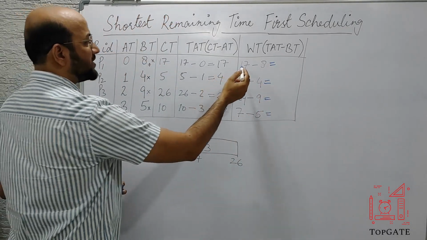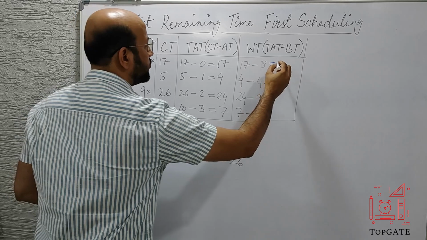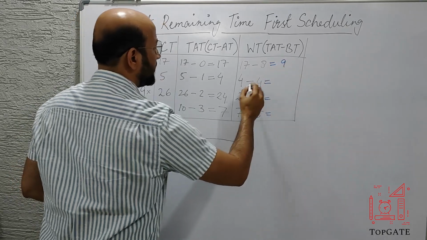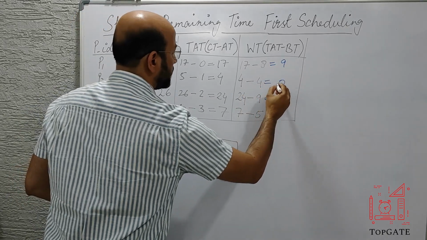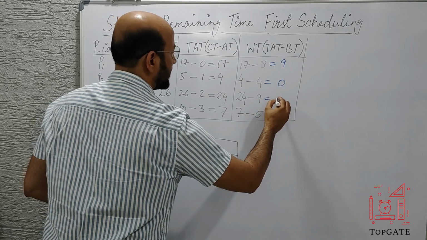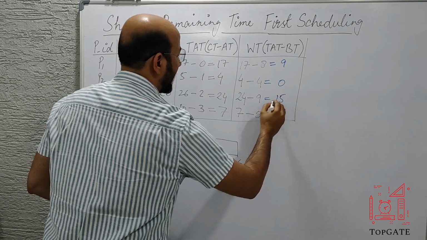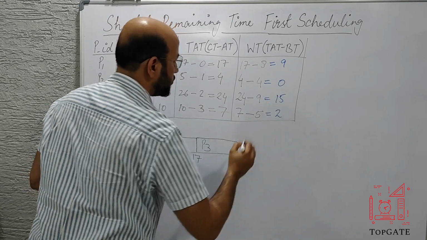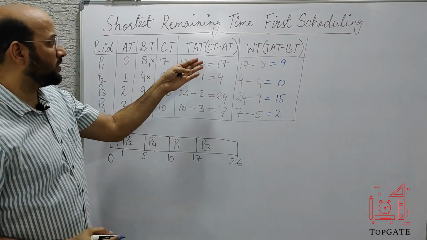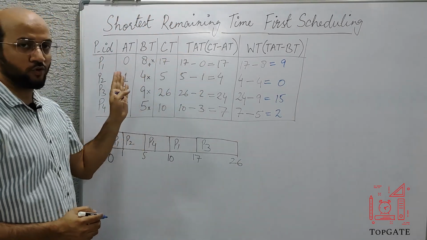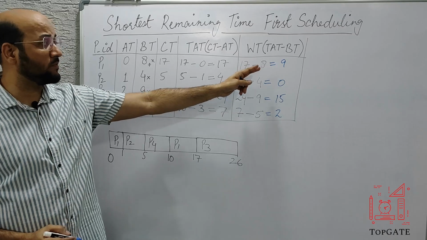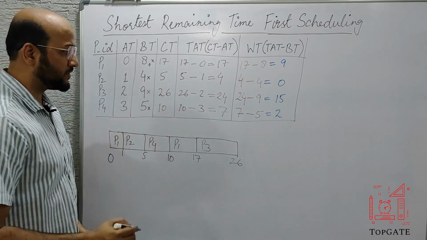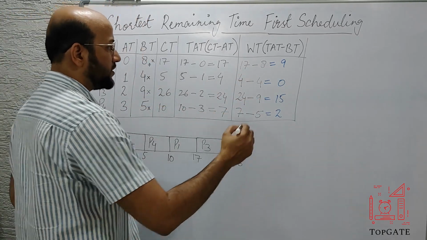So let's calculate this one. 17 minus 8 will give you 9. 4 minus 4 will give you 0. 24 minus 9, that will give you 15. And 7 minus 5 will give you 2. So we have got the turnaround time of the individual processes, and we have got the waiting time of the individual processes. So now let's calculate the average waiting time and the average turnaround time.